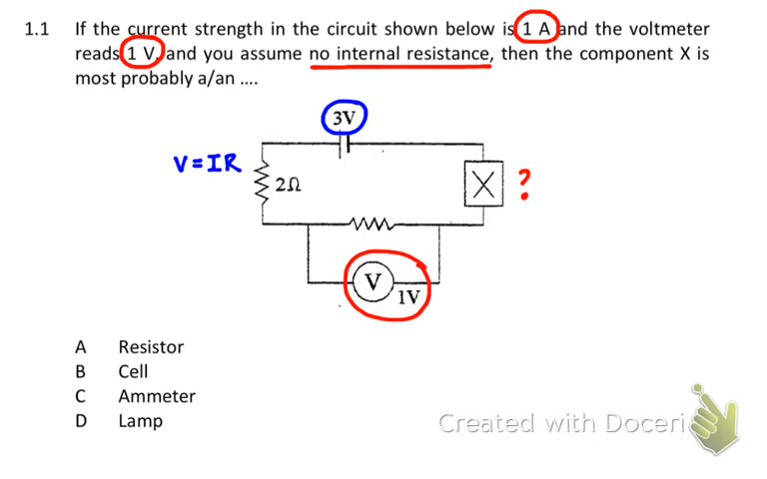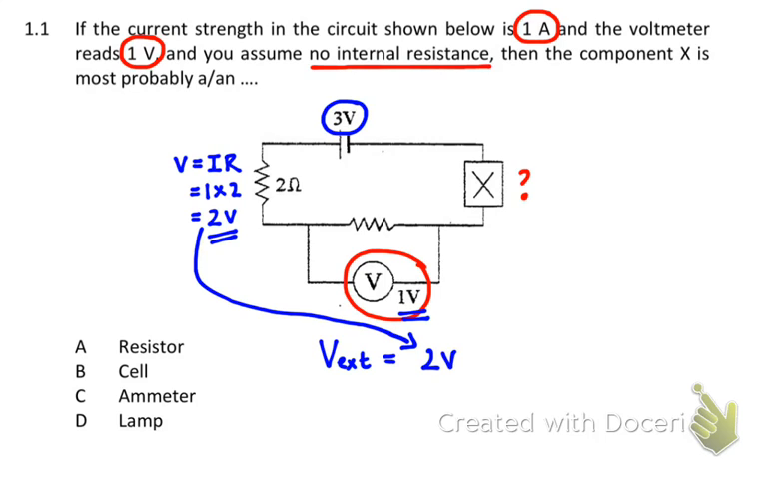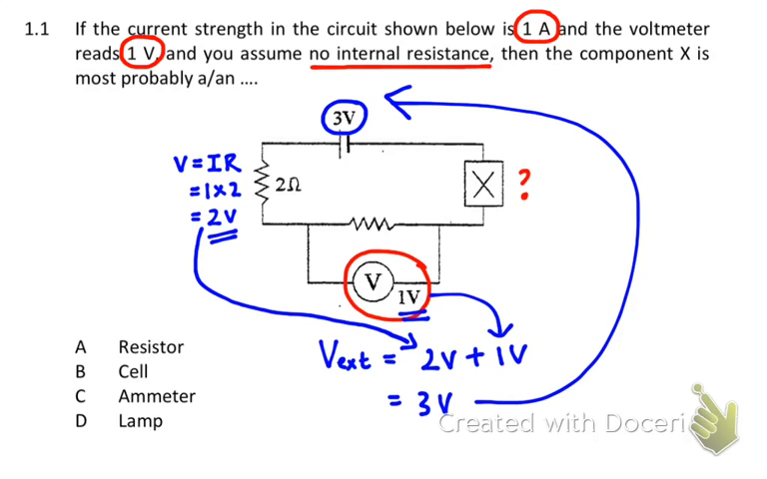Alright, so the battery is delivering a total of 3 volts. Let's look at the 2 ohm resistor. If we use Ohm's law to calculate the voltage over that 2 ohm resistor, V is IR, I we know is 1 ampere, R is 2, so 2 volts is used over the 2 ohm resistor. The other resistor has a voltage of 1 volt, and so our total external voltage over those 2 resistors is 2 volts from the 2 ohm resistor, 1 volt from the other, which gives us a total of 3 volts. Now the battery is giving off 3 volts, and those 2 resistors are using 3 volts, and so the voltage over X has to be 0.